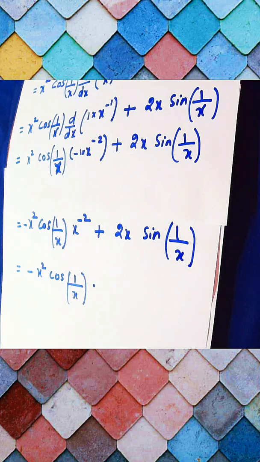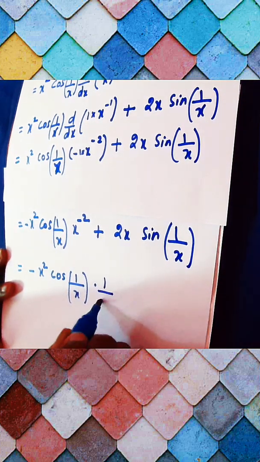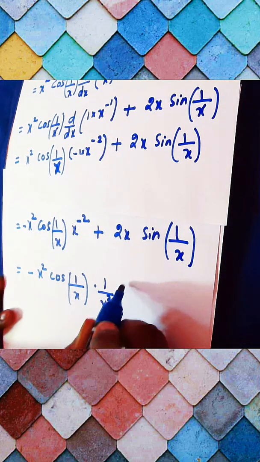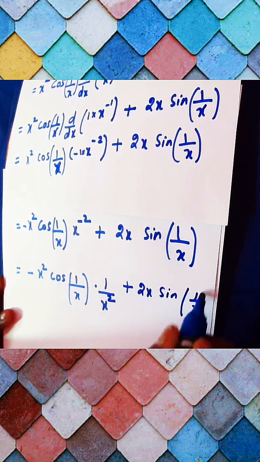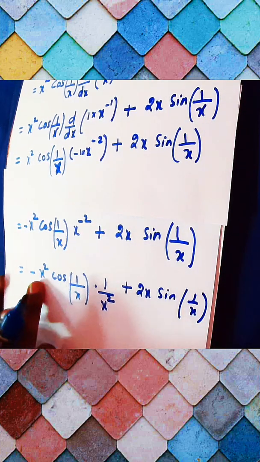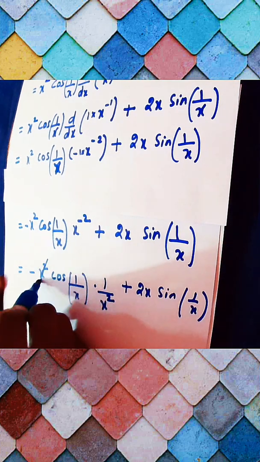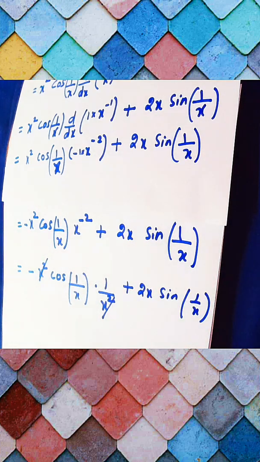Can I bring it to the denominator? Yes. If it comes to the denominator, it will become 1 by x square. Am I right? Plus 2x into sine 1 by x. Now can I cancel x square and this x square? Yes. X square divided by x square I can cancel. Like terms we can add, we can subtract, we can multiply, we can divide. So be careful in that.